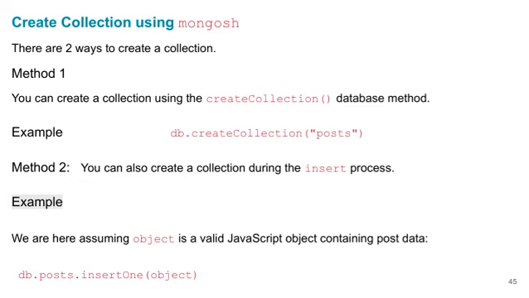The second way is to create a collection implicitly during the insert process. In this case, you don't need to create the collection beforehand. Instead, you just insert a document into a collection that doesn't yet exist, and MongoDB will automatically create it for you. For example, if you have a JavaScript object with your post data, you can run db.posts.insertOne(object), and if posts doesn't exist yet, MongoDB will create it on the fly. Both methods are useful depending on your use case: explicit creation when you need more control, or implicit creation for quick, on-the-fly data insertion. This flexibility is part of what makes working with MongoDB intuitive and adaptable to different development scenarios.